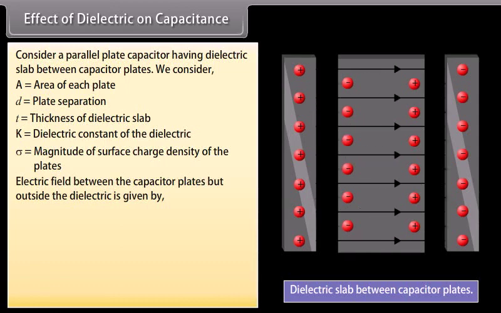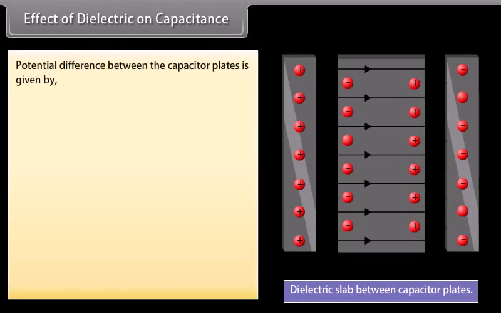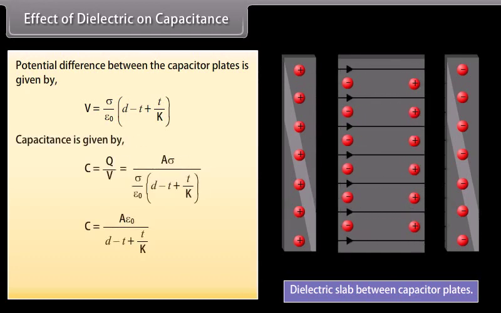Electric field between the capacitor plates but outside the dielectric is given by E naught is equal to sigma upon epsilon naught. Electric field within the dielectric medium is given by E is equal to sigma upon the product of epsilon naught and K. Potential difference between the capacitor plates is given by V is equal to sigma upon epsilon naught multiplied by D minus T plus T upon K. Capacitance is given by C is equal to A epsilon naught divided by D minus T plus T upon K.